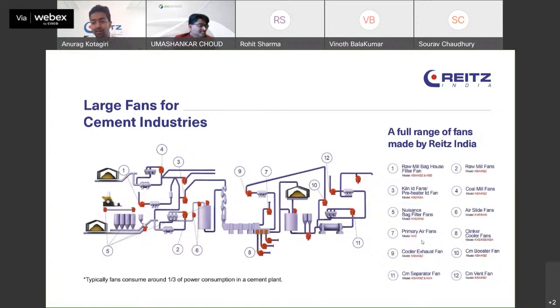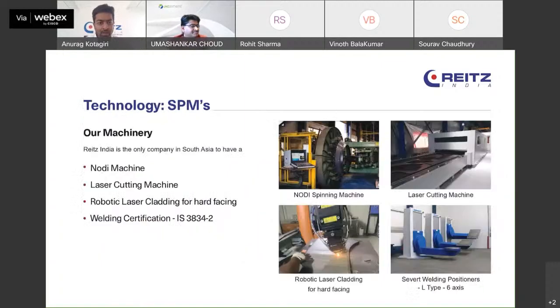Fans are like the breathing lungs of any cement plant. And I do believe they take up almost 1/3 of the power, or a little more of the power consumption, which goes on in a cement industry.